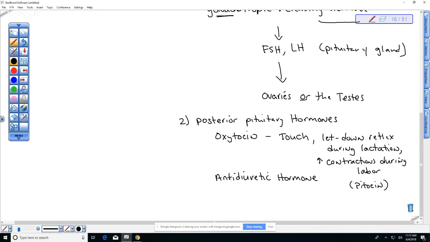So this is antidiuretic hormone, which is ADH. Like it suggests, it decreases the production of urine. So with ADH, we increase the retention of water.